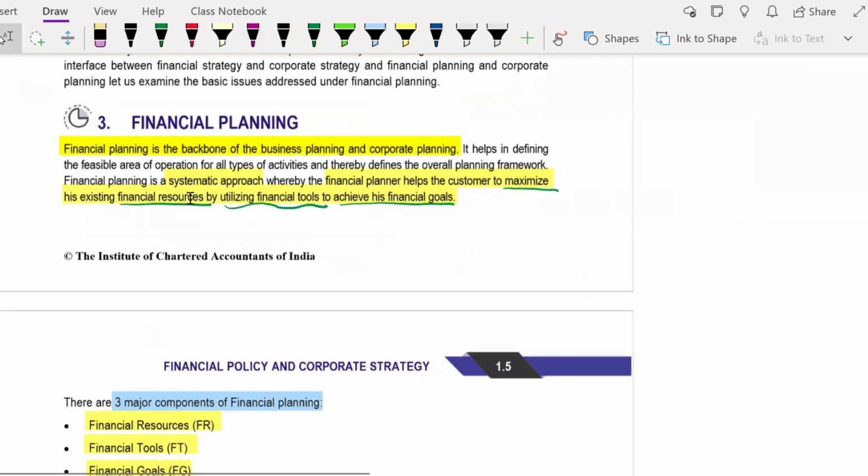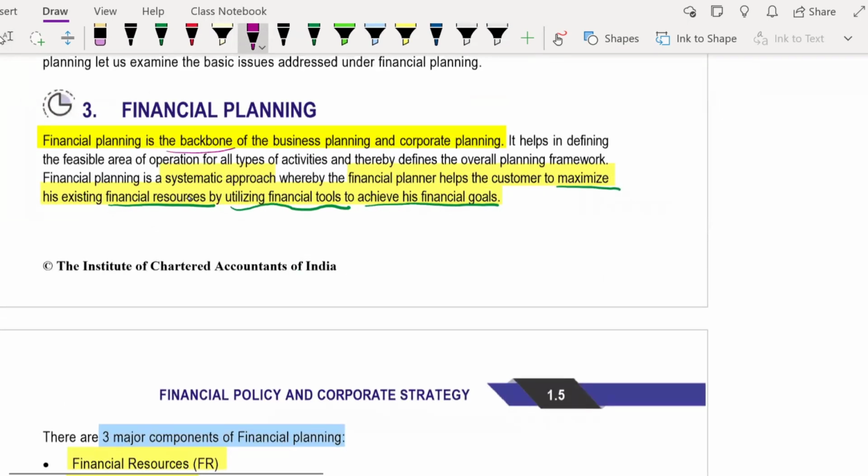In the first line of financial planning, they have told us that financial planning is the backbone of business planning and corporate planning. So whenever you make a big business plan that is going to earn you hundreds of crores of revenue and profits, or a great corporate strategy which is going to help you hold that number one position in the market, behind all of this, financial planning is one of the most important things. Yes, it is a backbone. Now why is it a backbone, or how are we going to use it, is what we are going to study now. So first, what is financial planning?